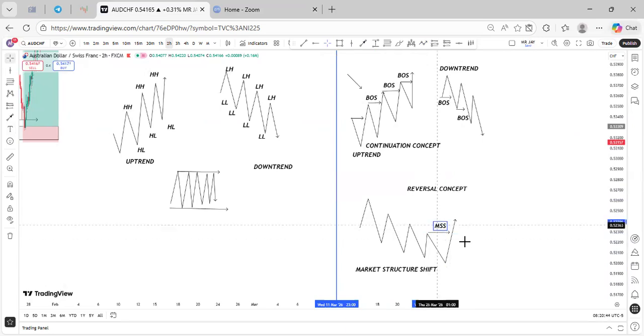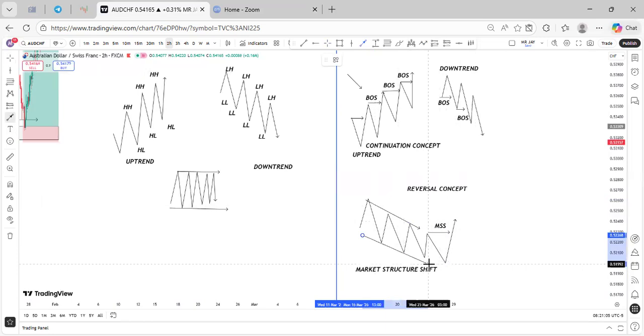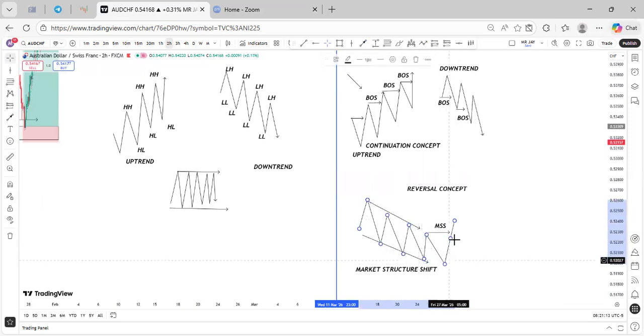So the market structure shift simply means the same thing as the MSS. Basically, as you can see, we had a clear direction, where the market was in a downtrend. And then all of a sudden we had this sudden change in the market direction. So we call this the market structure shift. You can see the market has changed direction from downwards to upwards.